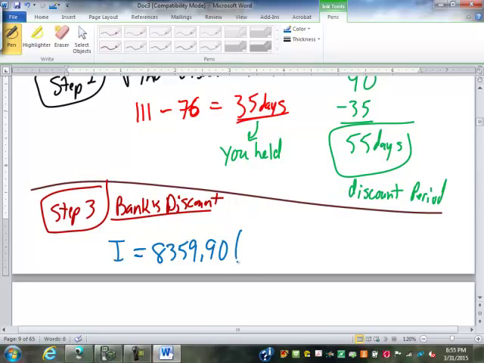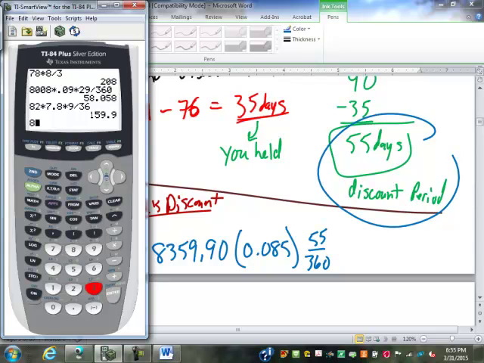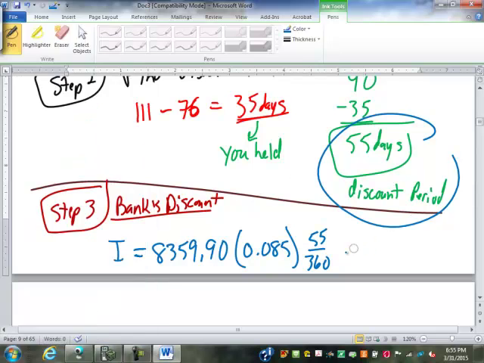What was the bank's discount rate? 8.5, so 0.085. How many days do they have it? 55. So 8,359.90 times 0.085 times 55 divided by 360. 108.56. Very good. $108.56.